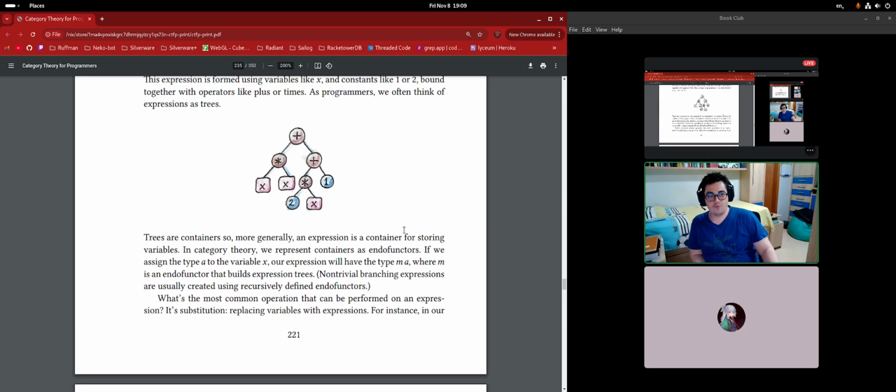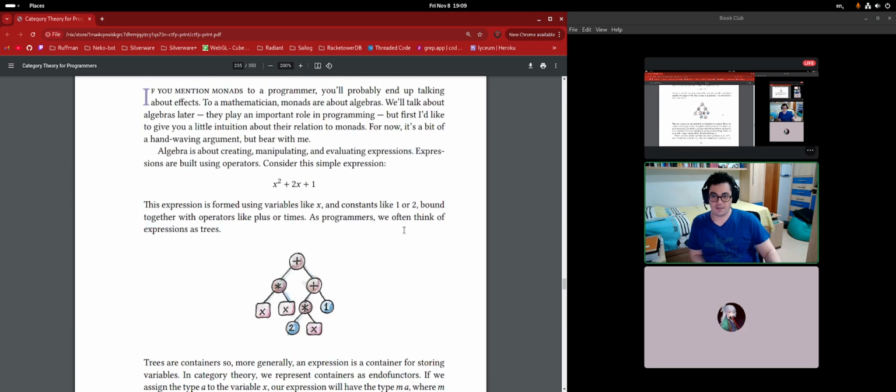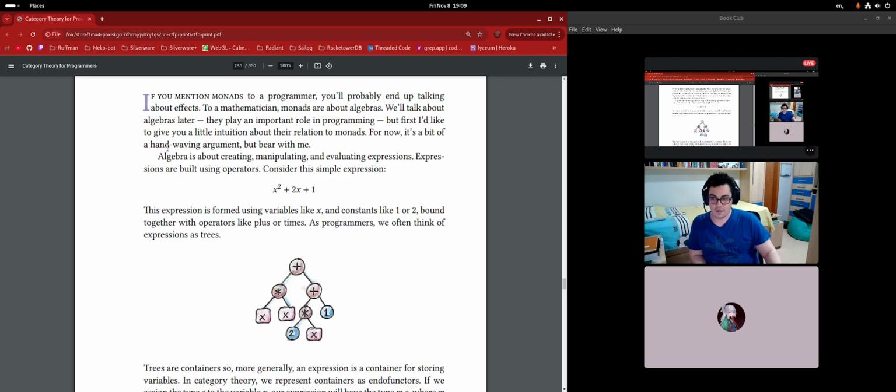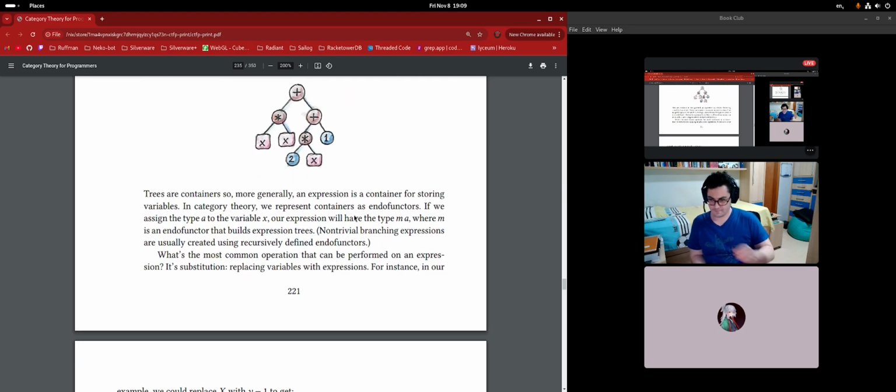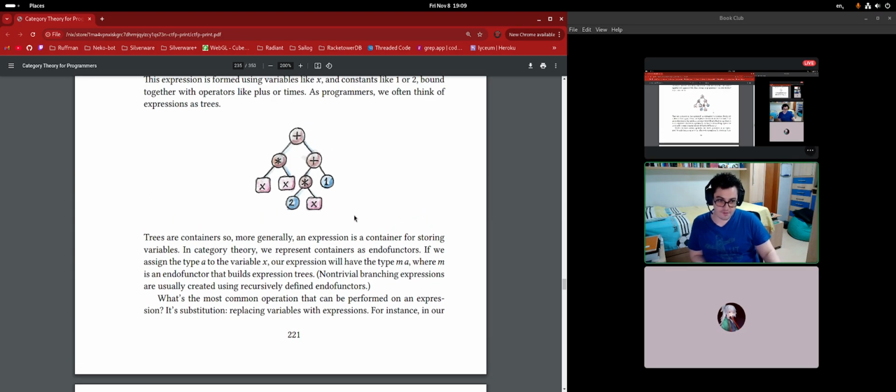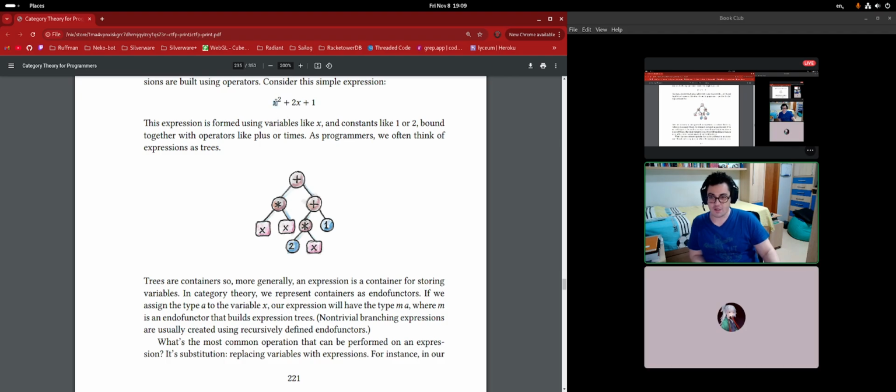And all of this chapter is a kind of intuition, so it's just a hand-waving argument, so don't take this as a proof. But what we're going to do is try to interpret monads as a process of applying a substitution process on an expression. Which is a very general thing, we should say. Yeah, substitution is a very general thing, that's fair.